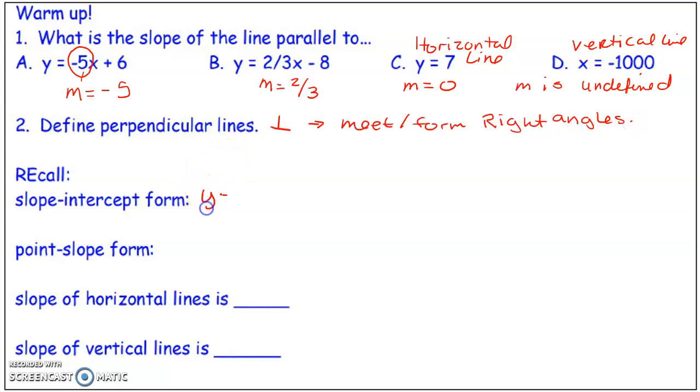Slope-intercept form of an equation: y, which is your output, equals m for your slope, x is your input, and plus b is your y-intercept. Point slope form is going to be y minus your given y, which is y1, equals your slope, which should be given, or you would be given 2 points to calculate slope, times x minus your given x. Slopes of horizontal lines are 0, 0 steepness. Slopes of vertical lines are undefined.